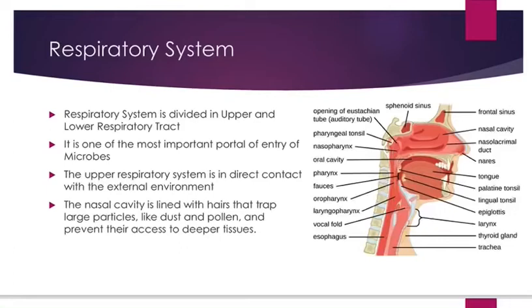In this video, I'm going to discuss the normal microbiota of the respiratory system. First, we know the basics about the respiratory system. The respiratory system is divided into the upper and lower respiratory tract, and it's the most important entry portal for microbes. The upper respiratory tract is in direct contact with the external environment. That's why it's more potent.